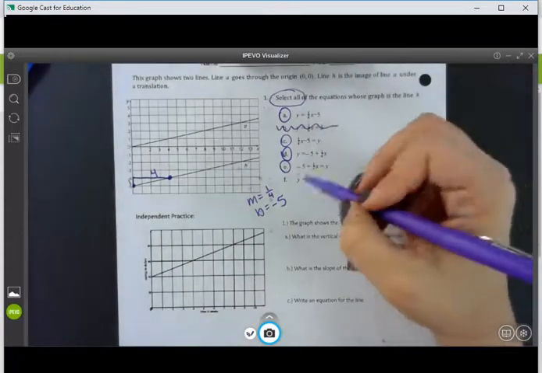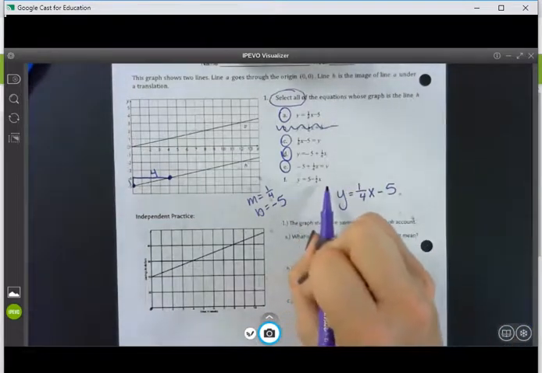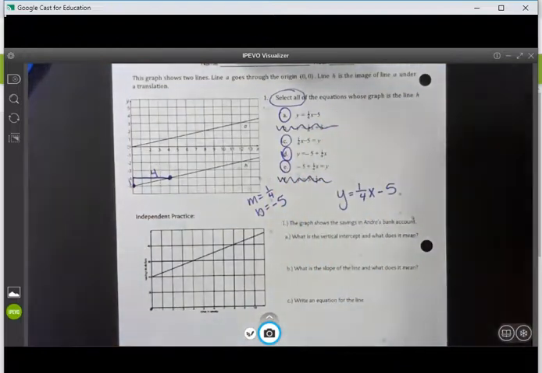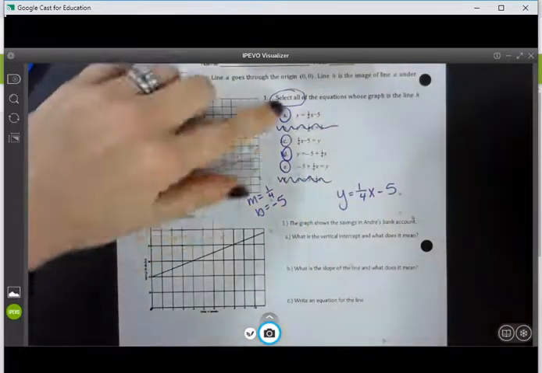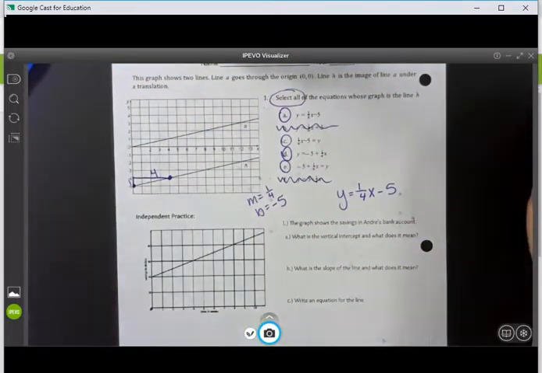And on F, they have y equals a positive 5 and a negative 1/4 x. So that's the opposite of what we have, so that is not an option. Notice we have the one equation, but it can be written multiple different ways and still be the same thing.